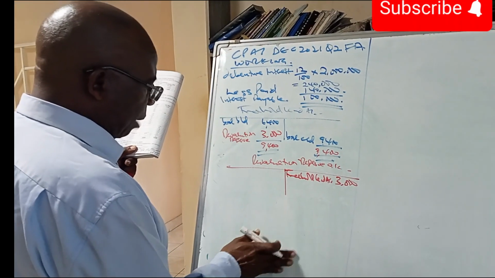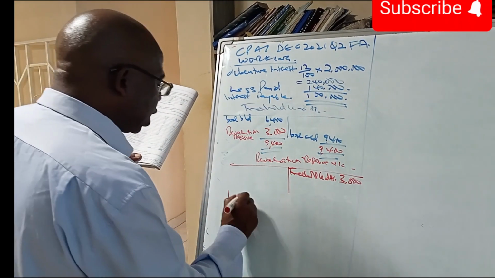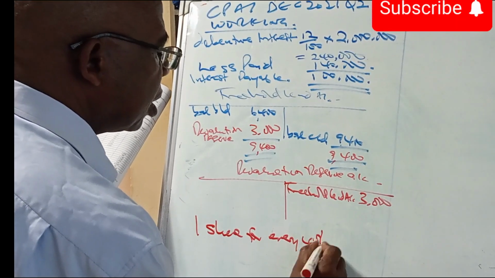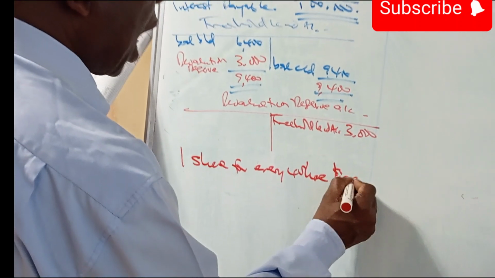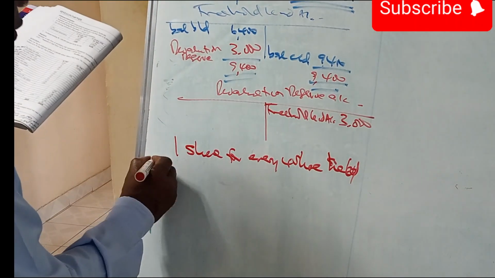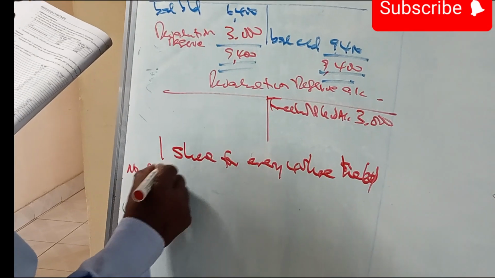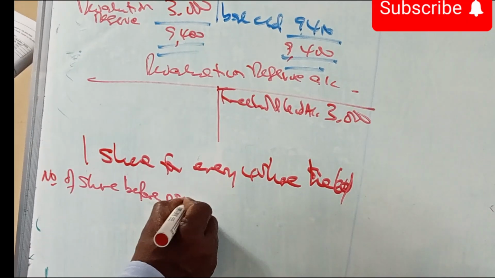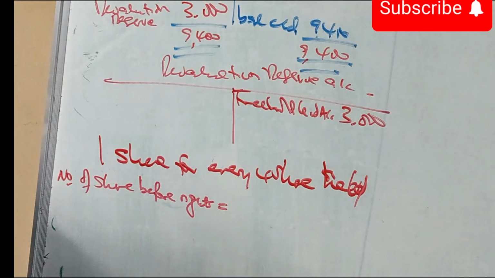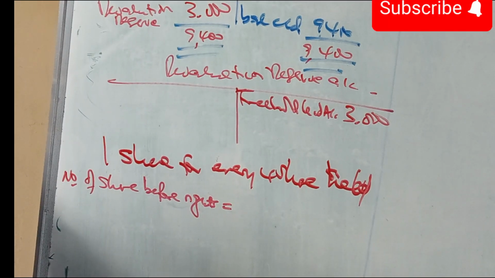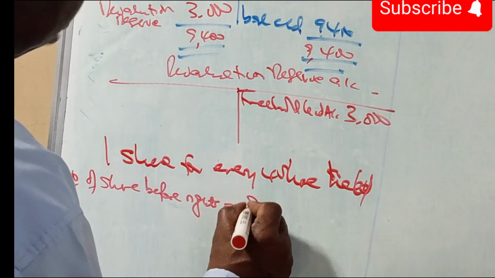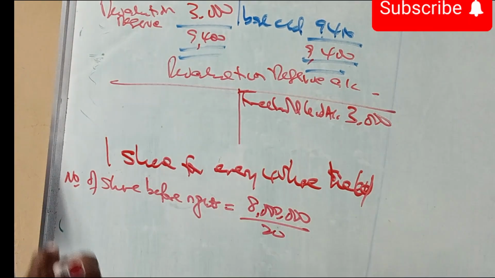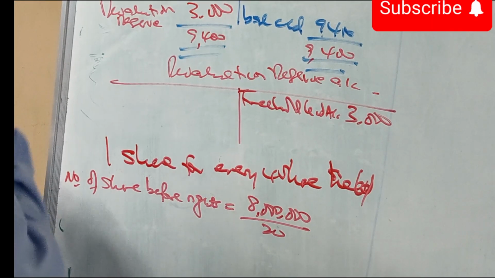So we need to know the number of shares because we are told we are issuing 1 share for every 4 shares held. So we need to know how many shares we are holding. The number of shares before the rights issue: the share capital is 8 million, and the par value is 20. That's what you are told there at the beginning.